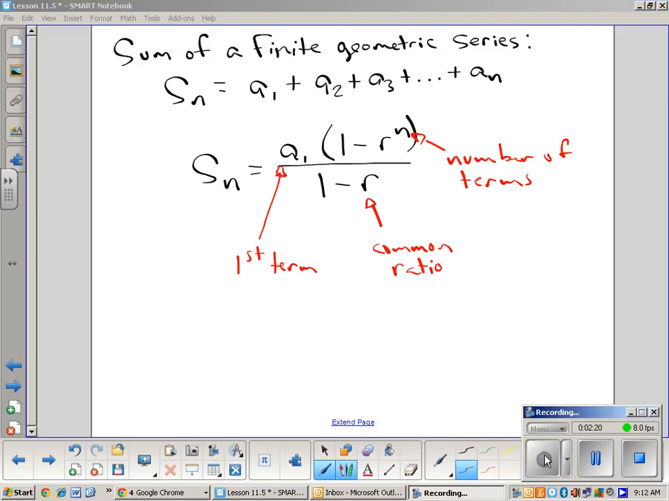The sum of a finite geometric series. This formula only works if there's a finite number of terms. There's exactly 7, or there's exactly 100, or there's however many they say, but there's a definite number of terms. It's not an infinite number. It doesn't go on forever. Okay?